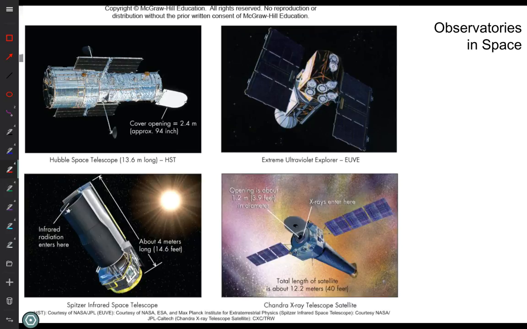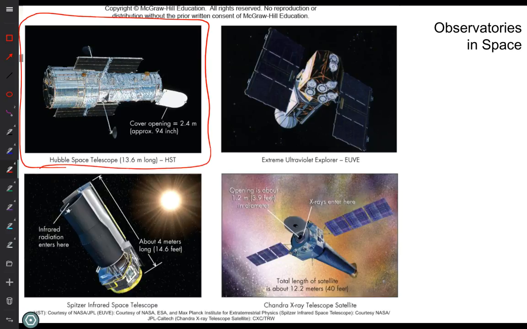Okay, these are some pictures of some satellite telescopes. So you have the one everybody knows about, the Hubble Space Telescope here. And that's a visible light telescope. You have the Extreme Ultraviolet Explorer. I don't know that one. It doesn't have a cool name. And then we have the Spitzer Infrared Telescope and the Chandra X-ray Space Telescope. Different telescopes to look at different parts of the spectrum.